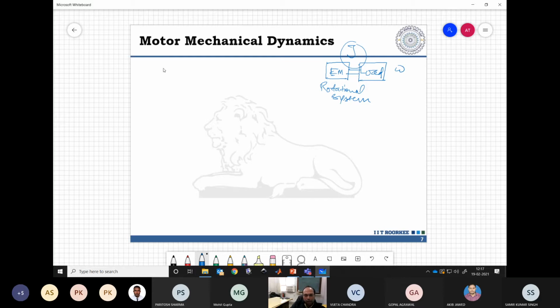Now if we write a generic equation for this system, we have the electrical torque generated, which will be countering the load torque requirement, and in addition contributing to the change in angular momentum. This is the generic equation, where J can also be variable. Now if we expand this, two terms can come out from here.